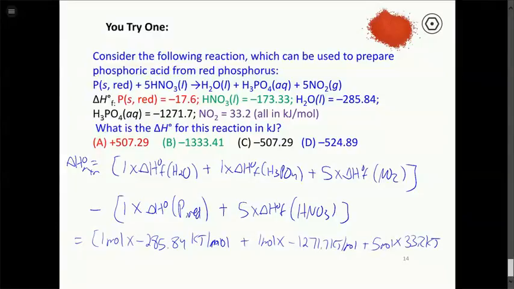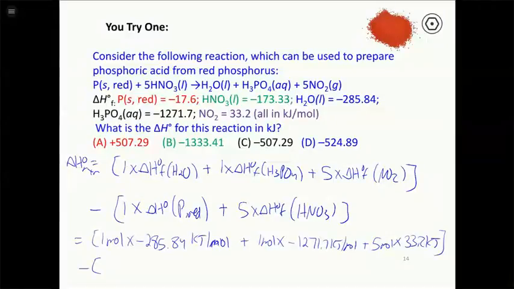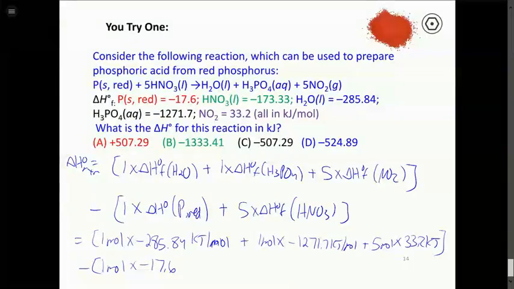Alright, so the most common mistakes in these problems are sign errors. You have to make sure you have the right sign for everything. And then we're going to subtract the delta H's of formation added together on the reactant side. So we have 1 mole of red phosphorus, and the delta H of formation for red phosphorus is minus 17.6 kilojoules per mole. Then we have 5 moles of nitric acid as a reactant, and the delta H of formation for nitric acid is 173.33.